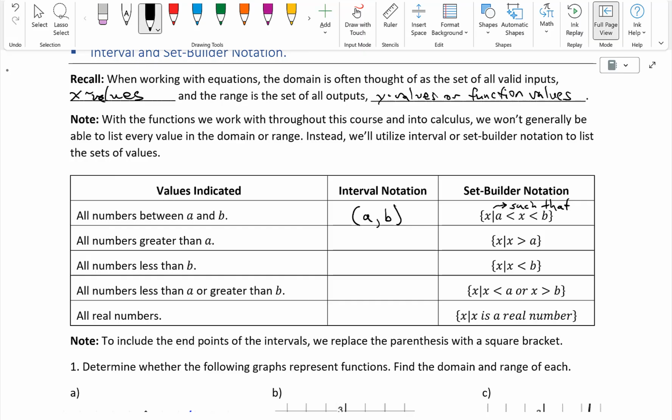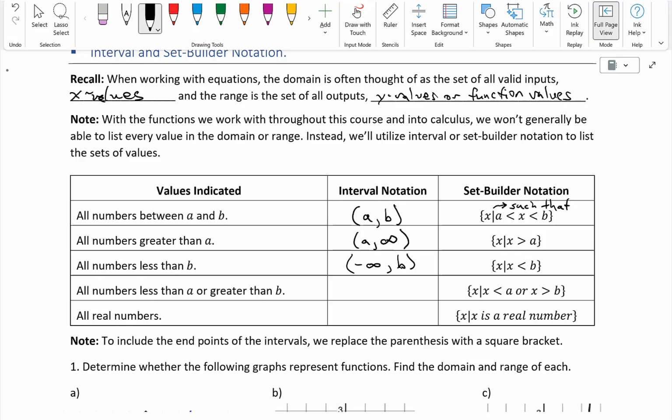All numbers greater than a. We start at a and go bigger, so off to positive infinity on that number line. And set notation, we have that x such that x is greater than a. All numbers less than b. So if we're going less than b, we're starting all the way at the left end of the number line, negative infinity, coming up to b and stopping. And in our set notation, x such that x is less than b.